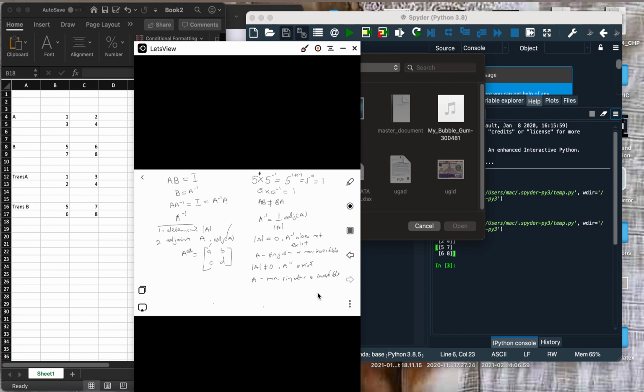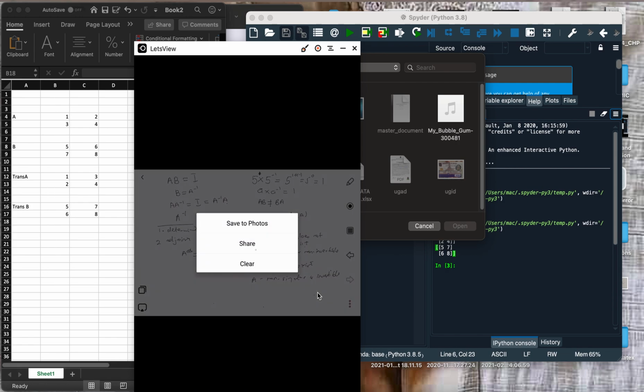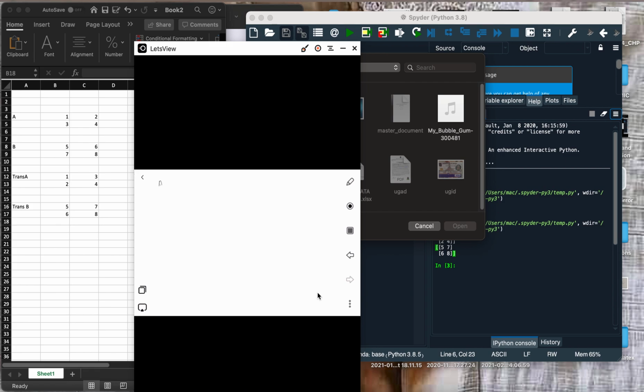Now, if I have my matrix A, which is A, B, C, D, to find the determinant of a 2 by 2 matrix, the absolute value of A is equal to the absolute value of A, B, C, D. This is simply multiplying the product on the leading diagonal, AD.